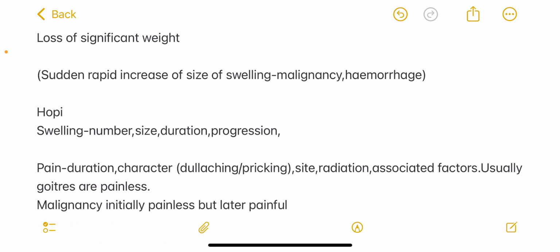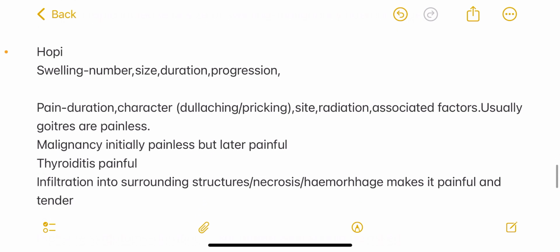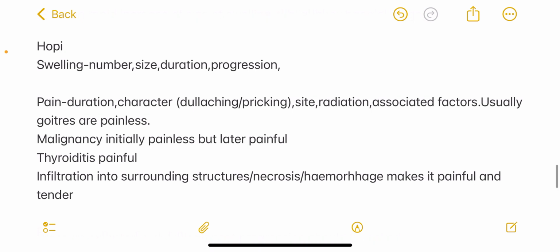So usually goiters are painless, and malignancy is initially painless in the early stages, but later it can become painful. Thyroiditis is painful, and whenever there is infiltration into the surrounding structures or necrosis or hemorrhage, it makes it painful and tender.